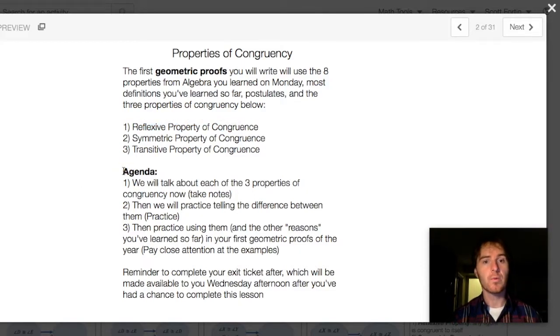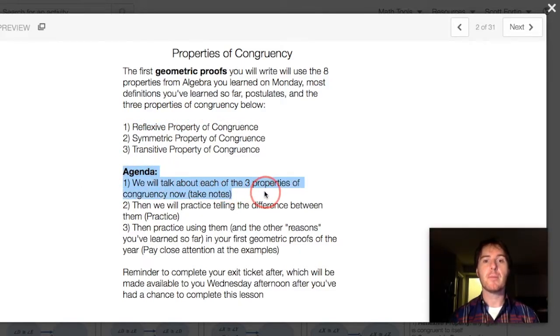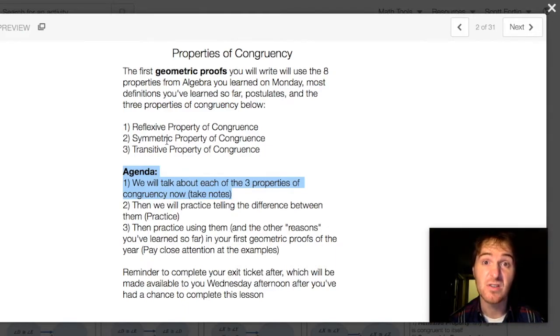All right, so agenda, what we're going to do today is we're going to talk about each of the 3 properties of congruency now. We're going to talk about these 3 things here: the reflexive property of congruence, the symmetric property of congruence, and the transitive property of congruence. These should look a little familiar because they're also properties of equality. So that's what we're going to do first.